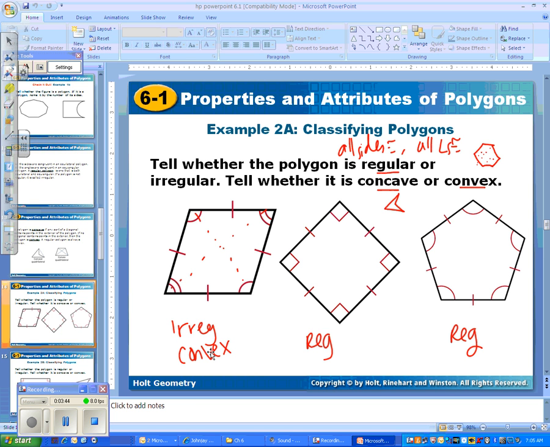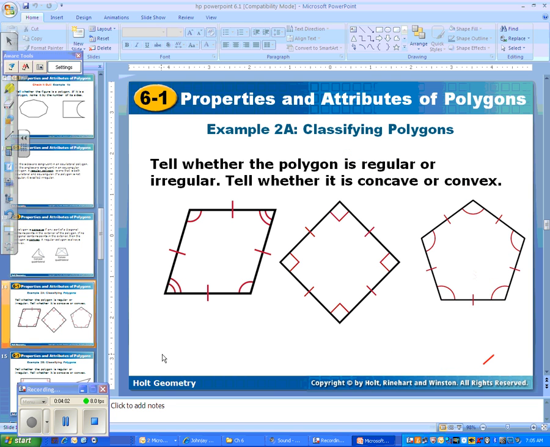Convex. Perfect. Same for this one. If you look at the diagonals, they're all inside, so this is also convex. And what do you think this one is? If you look at all the diagonals, they're going to be inside, so this is also convex.